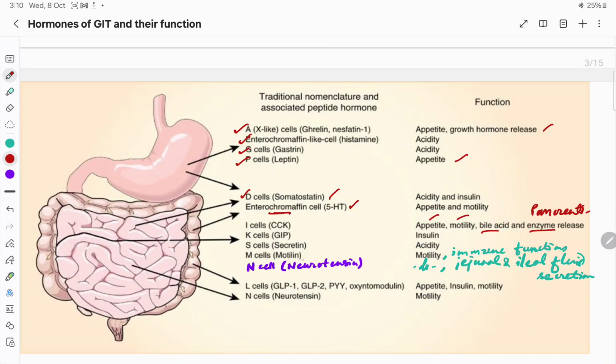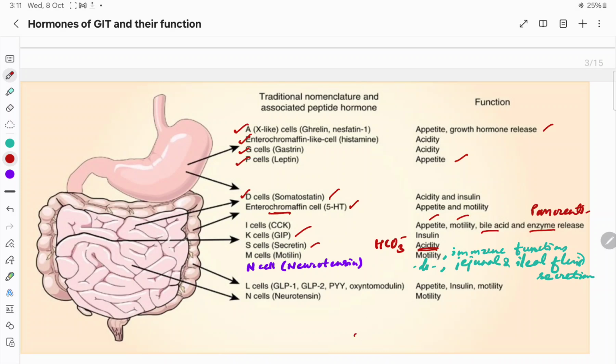Then the S cells secrete secretin. Secretin promotes bicarbonate secretion, so here it regulates the acidity by secreting bicarbonate, which provides the alkaline environment and helps in neutralizing the acid. Then the third one is the K cell, which secretes one of the incretins, GIP.